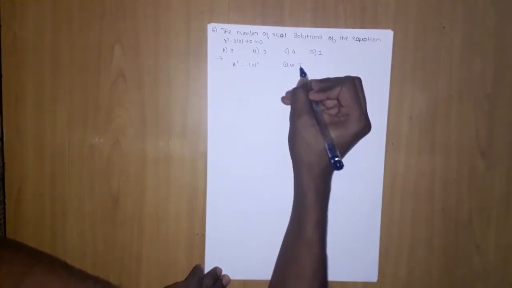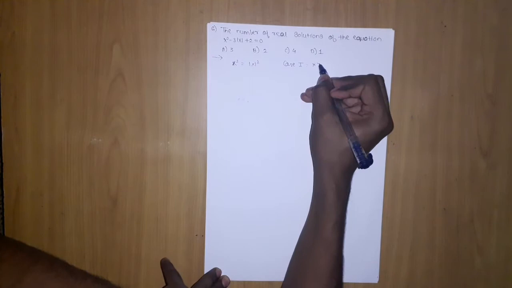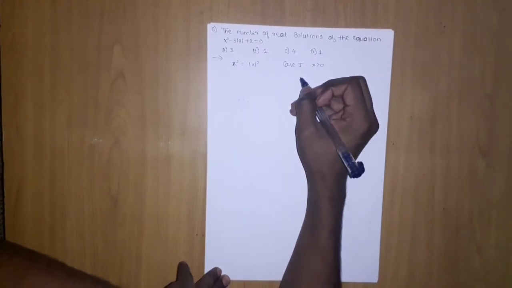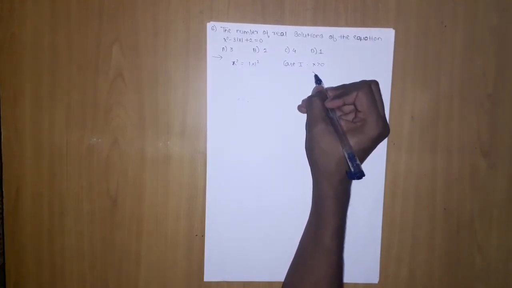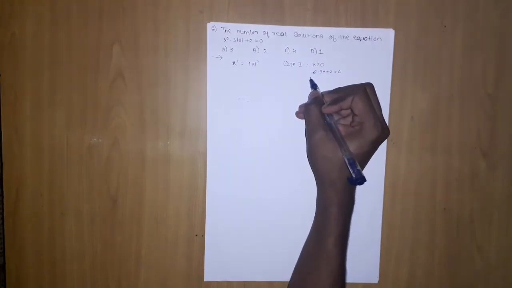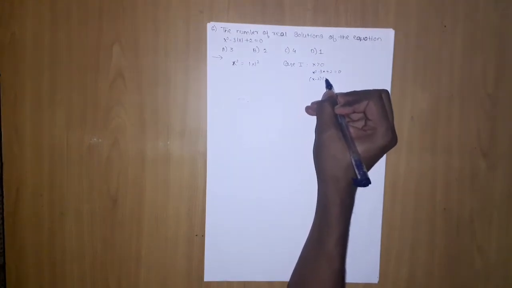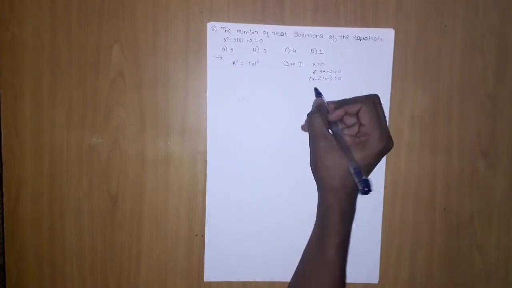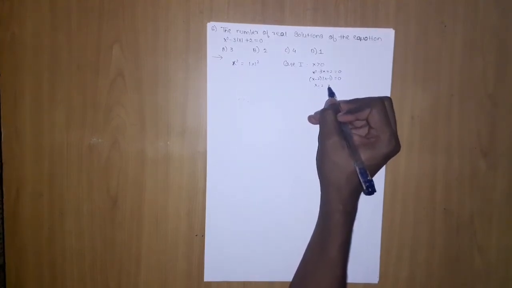Case 1, x is greater than 0. Then how it will open? It will open like this: x square minus 3x plus 2 equal to 0. The things will be like this: x minus 2, x minus 1 should be equal to 0. Here x is equal to 2 and x is equal to 1.